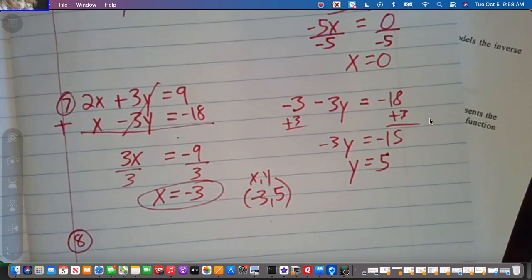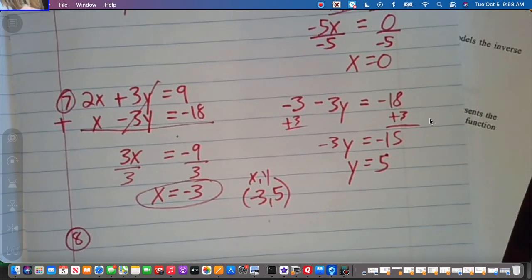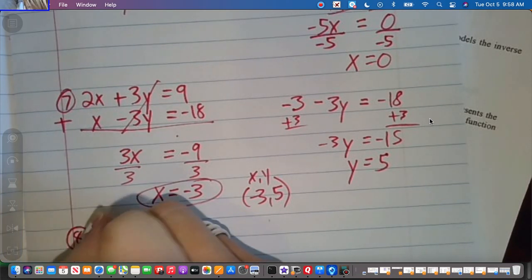The next one also says, what are the solutions? You can graph, you can substitute, you can use elimination, or you can even try plug and play. I'll do substitution for number 8 and elimination for number 9. Deal? That way we get practice for both.